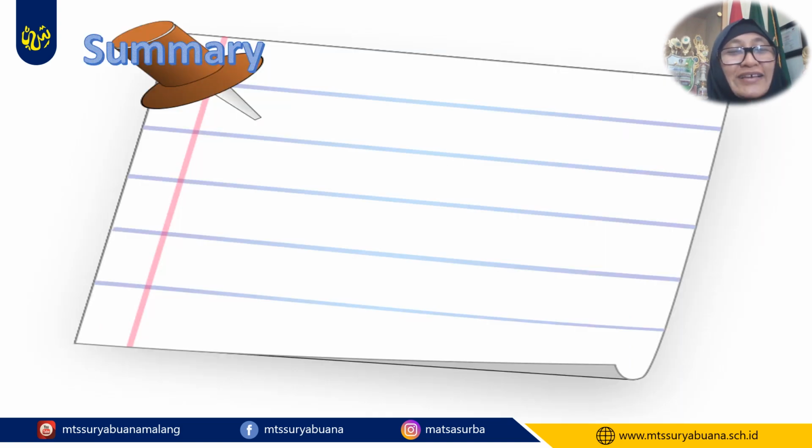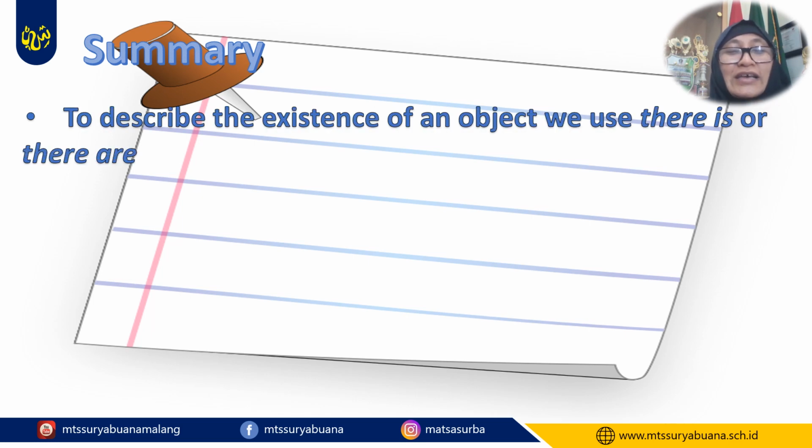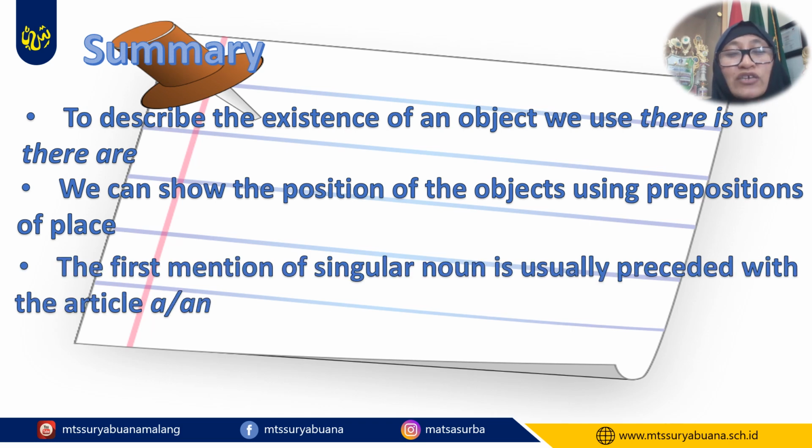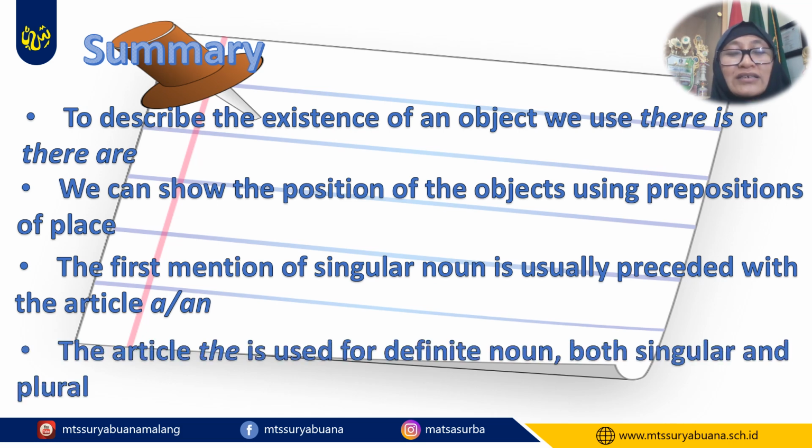Well, let's summarize our lesson this time. The first one is to describe the existence of an object, we use there is or there are. We can show the position of the object using prepositions of place. The first mention of a singular noun is usually preceded with the article a or an. The article the is used for definite nouns, both singular and plural.